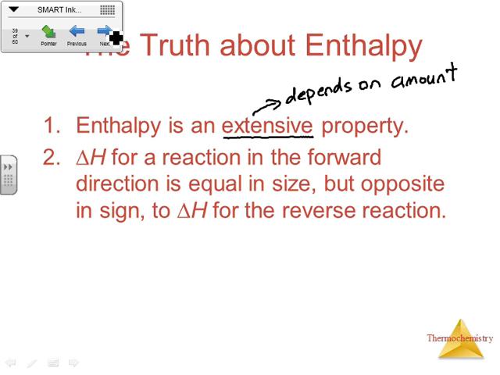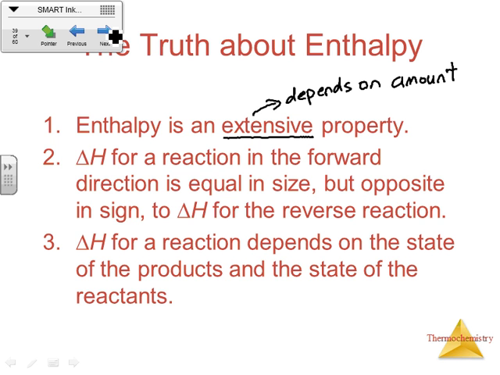Another thing about delta H, and we just talked about this: the delta H for a reaction in the forward direction is equal but opposite in sign to the reverse reaction, okay? So again, like the CH4 plus O2 example that we talked about, it was negative going to CO2 and H2O, but it was positive going back the other direction. But it was the same value. It was 890 both times.